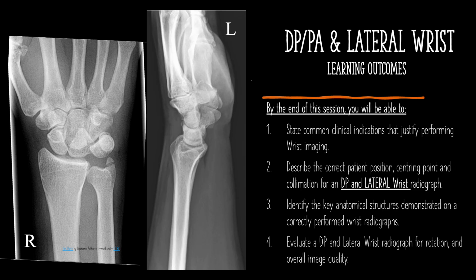So for today's session, by the end of it, we should be able to state common clinical indications that justify performing wrist imaging, describe the correct patient positioning, centering point and collimation for a DP and lateral wrist radiograph, identify the key anatomical structures demonstrated on a correctly performed wrist radiograph, and also evaluate a DP and lateral wrist radiograph for rotation and overall image quality.